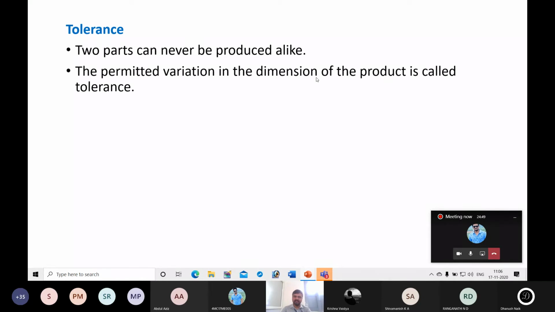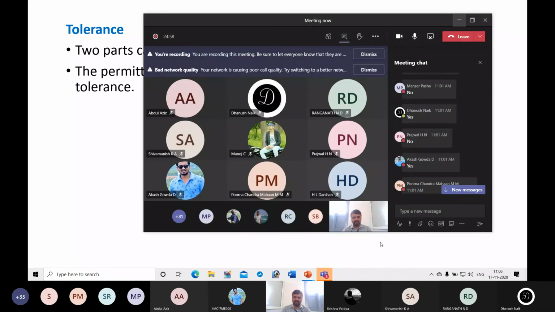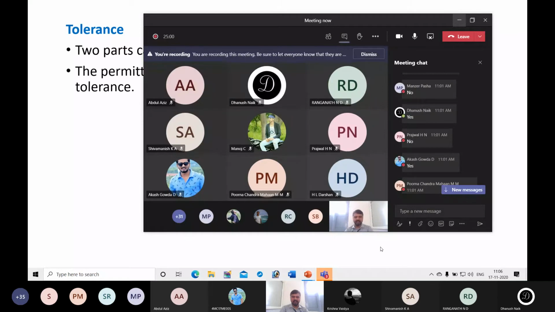The permitted variation in the dimension of the product is called tolerance. The permitted variation in the dimension of the product is called tolerance. So in case of machines, which are the factors that decide the accuracy that you are going to get? If you consider a CNC turning center and a conventional lathe machine, in which case can you get accurate dimensions or good finish, in CNC or in a traditional lathe machine?